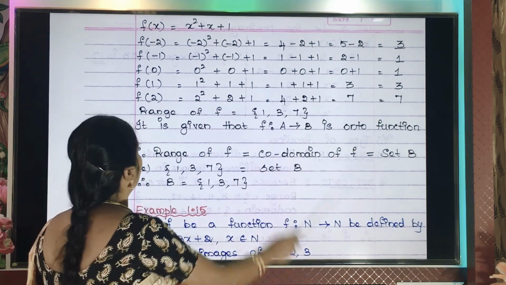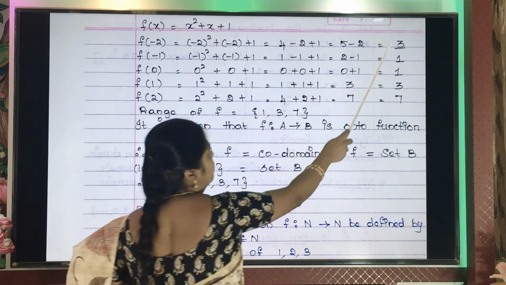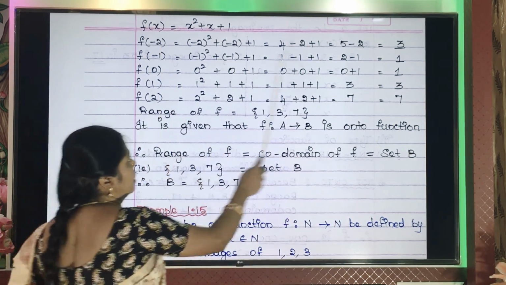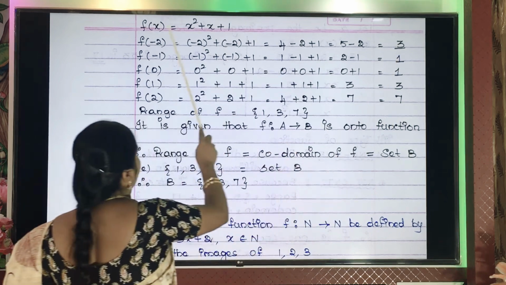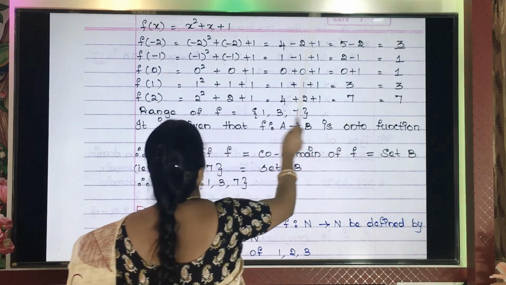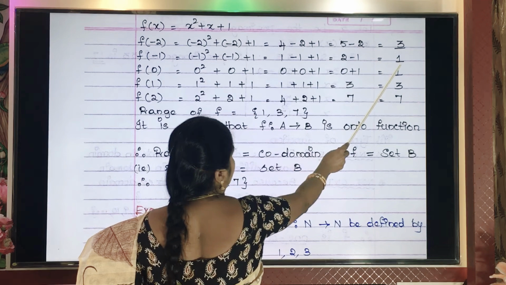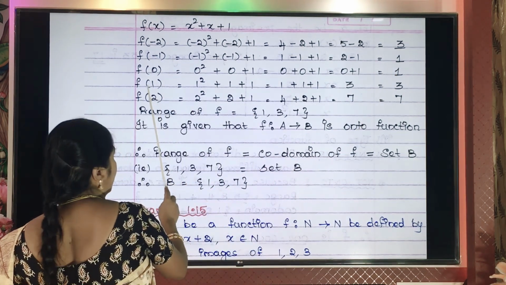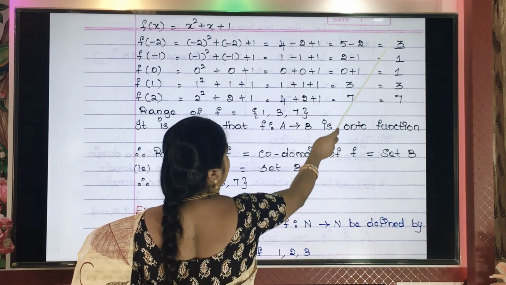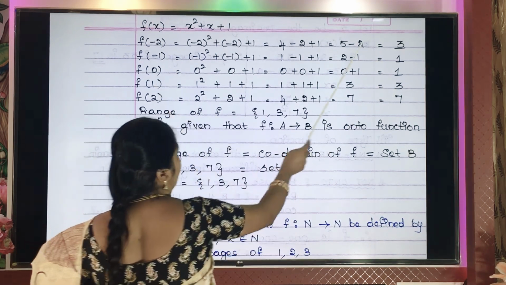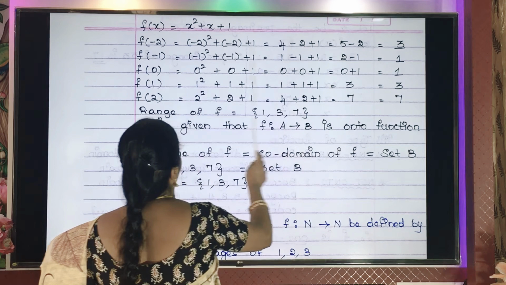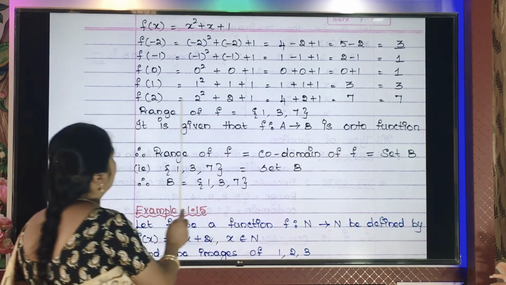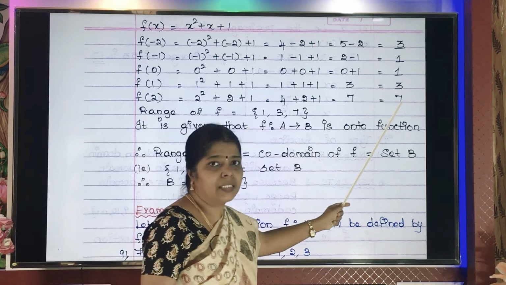Now children, this is the input and this will be the output, isn't it? So for these elements, these are the images. For minus 2 the image is 3. For minus 1 the image is 1. For 0 also the image is 1. For 1 also the image is 3. So minus 2 and 1 are having the same image 3. Minus 1 and 0 are having the same image 1. And 2 has the image 7.